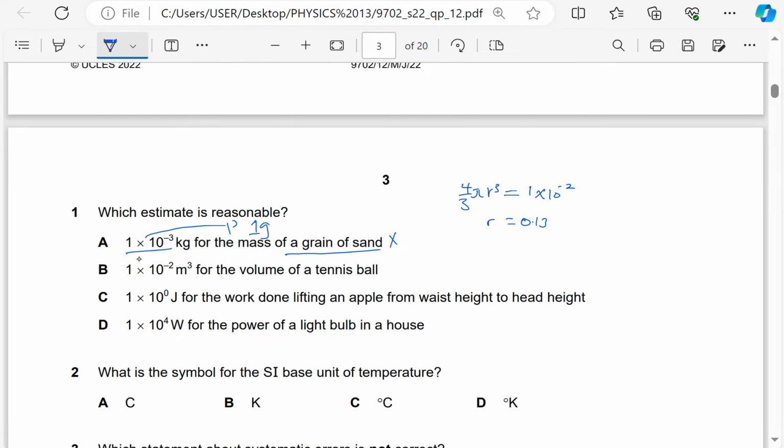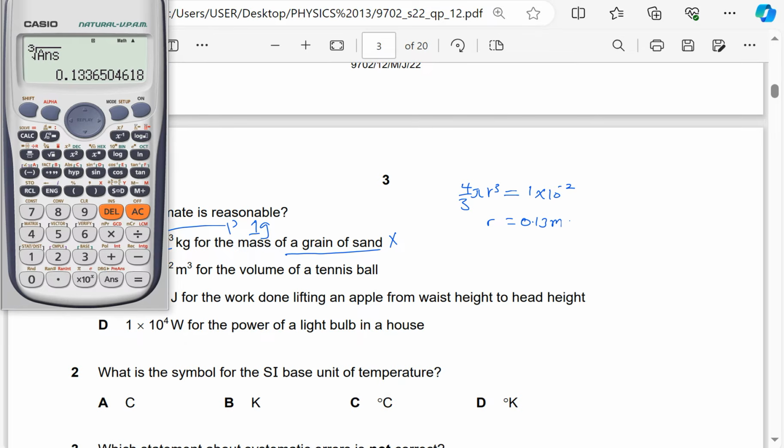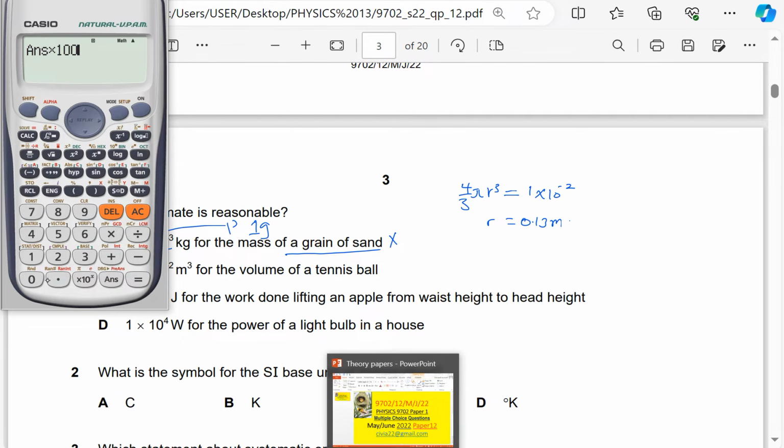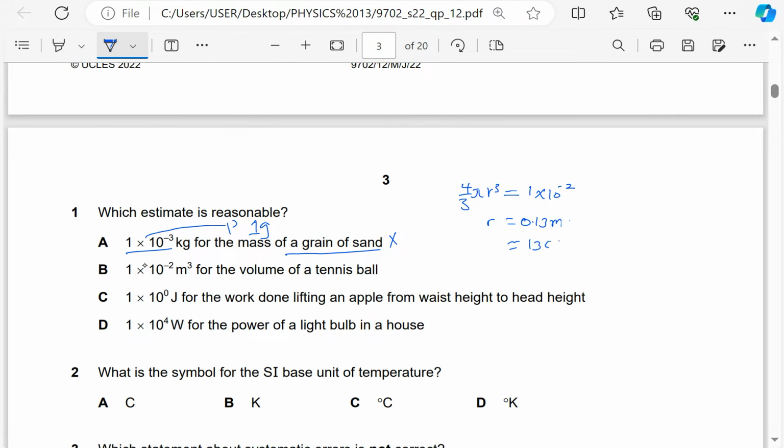0.13 meters. 0.13 meters as the radius. Maybe I can multiply this by 100. So that would be 13 centimeters, approximately 13 centimeters. 13 centimeters cannot be the radius of a tennis ball. That would be a very big radius. So this estimate is also not correct.